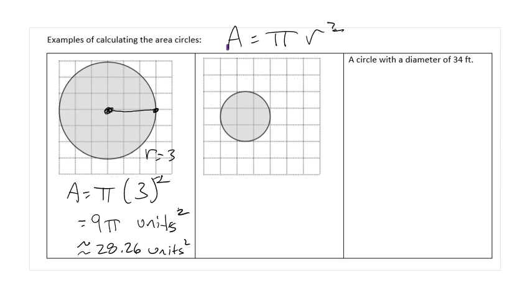Let's look at this middle example. My center is right there. I'm going to go across. So in this problem, the radius is 1.5 units. So the area is going to be pi times 1.5 squared.